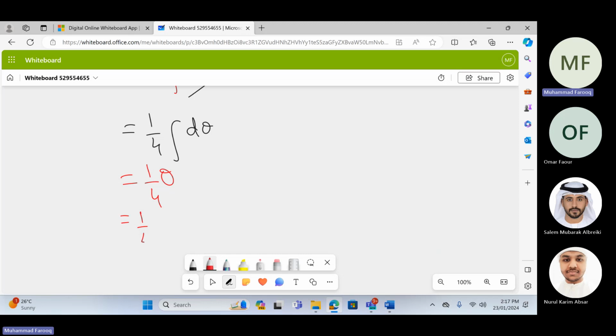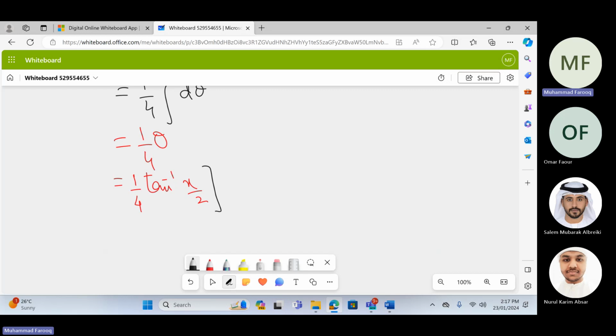So we have 1 by 4 tan inverse x over 2. And the limits are from where to where? 0 to 2. Now apply the upper limit in the answer and subtract the lower limit in the answer. So 1 by 4 tan inverse of the upper limit: 2 by 2, which is 1, minus the lower limit in the answer, which is 0. And you know very well that tan inverse of 0 is 0.